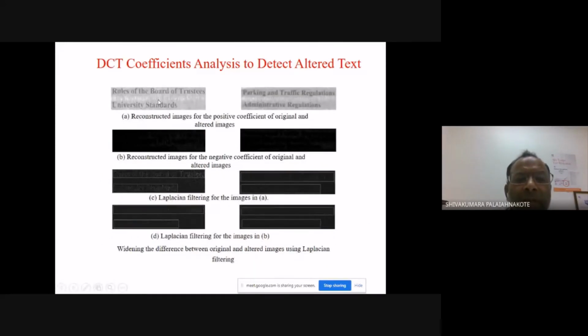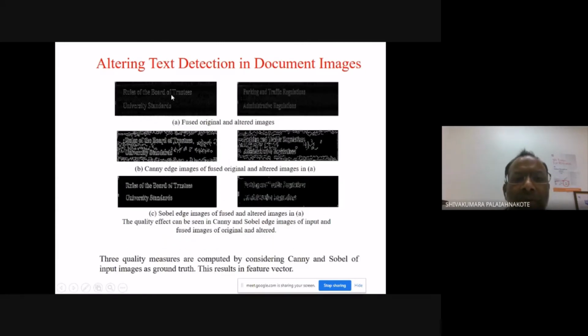Okay. Now look at this one, the reconstructed image. This is a reconstructed image, positive coefficients. Okay, this is negative coefficients. Now, with Laplacian, we try to remove some noisy coefficients, and finally you fuse it. So this is Laplacian over positive coefficients, Laplacian over negative coefficients, and now this is a fused one. This is a fused original and altered. Look at it now, what is the difference? See, this is actually bright compared to this one. Actually, we lost some information here. We cannot see brightness here.